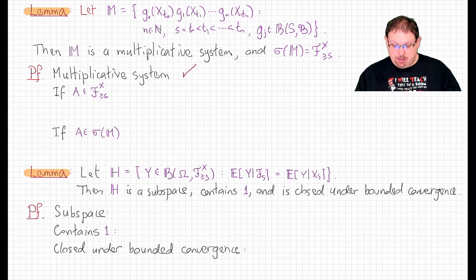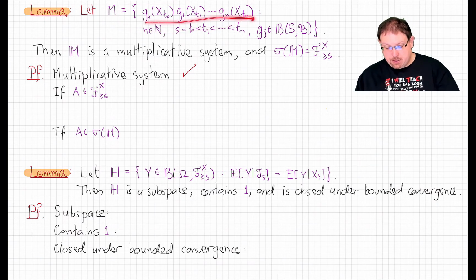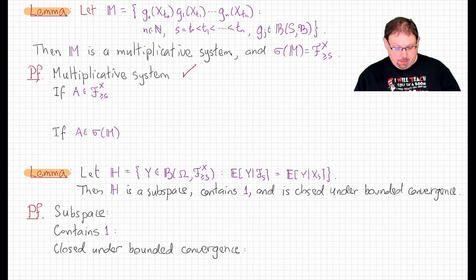It's defined to be a set of products of things, and so if I take two of these and take their product, I get another product of functions of the process at times in the future of s. So the key here is to show that the sigma field generated by this multiplicative system is the future of time s for the process.